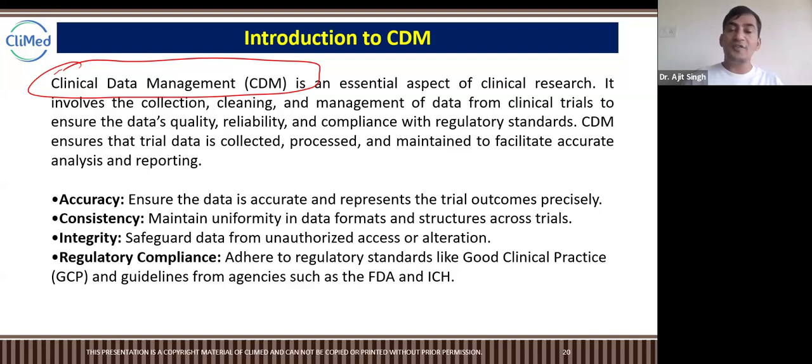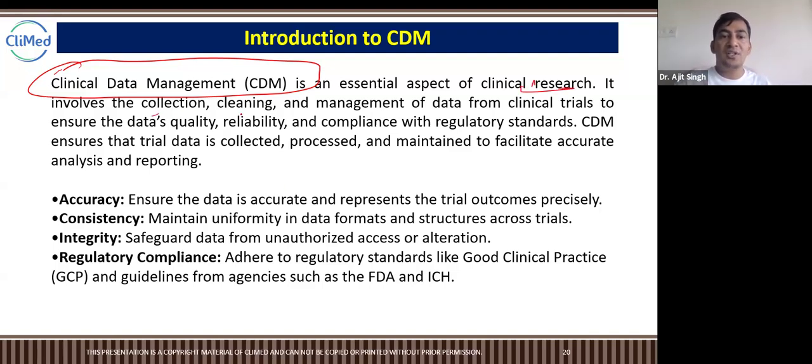The CDM team is involved from the first step, from the designing of the study, the entire clinical research project, till publication, and even to the retrieval or archival. The CDM team even works after the clinical trials in archiving and storing the data, right? So CDM is not just someone who works on the data; CDM works from the first phase to the last phase. So CDM is definitely an essential part of clinical research.